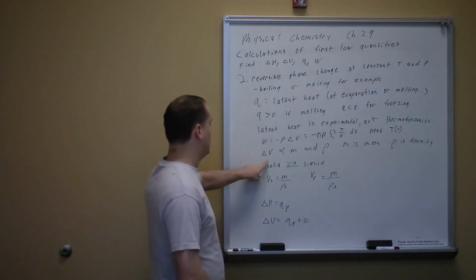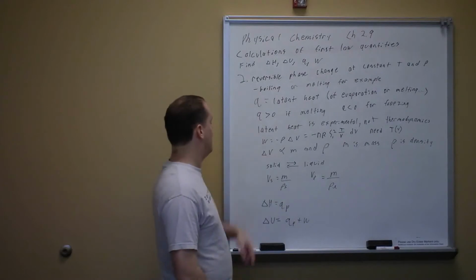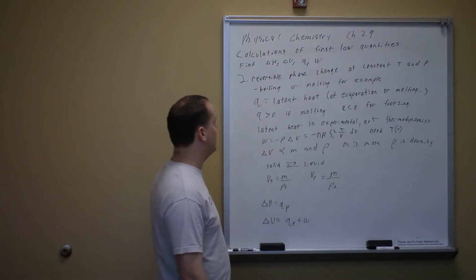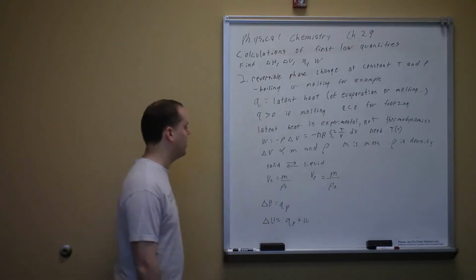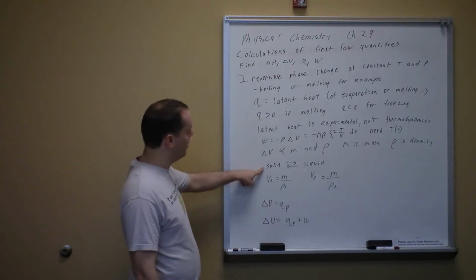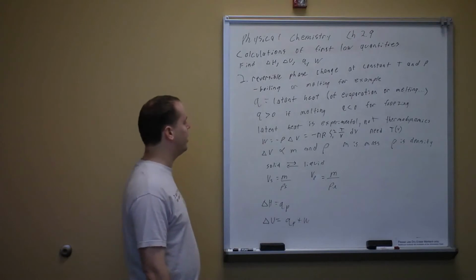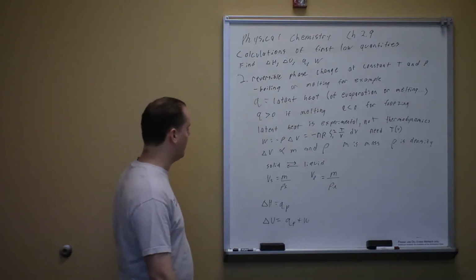Now, so the change of volume is going to be proportional to both the mass and the density rho. M is mass, rho is density, remember. So let's give an example. We have solid in equilibrium with liquid. That's going to be melting or freezing, obviously.